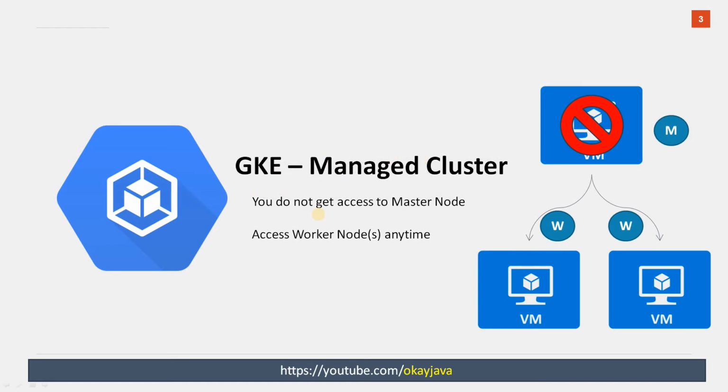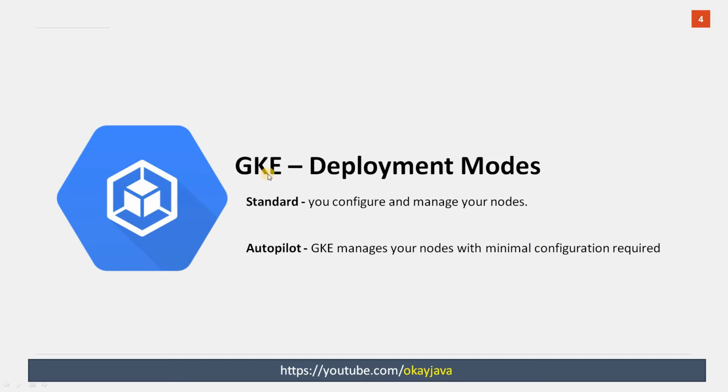Now, in Google Cloud, you won't be able to access your master node. Your master node is completely controlled and managed by Google Cloud, or GKE, Google Kubernetes Engine. You can access your worker nodes, right? So the only restriction is that you cannot access your master node in Google Cloud if you are using the Google Cloud managed service. All right, I'll show you in the demo section. Let's move on.